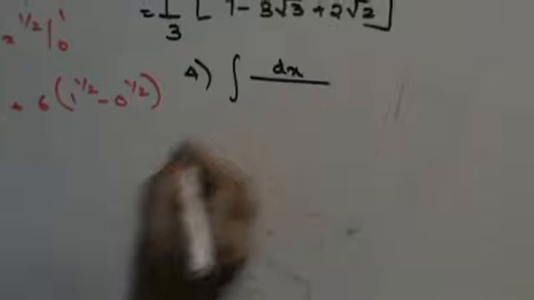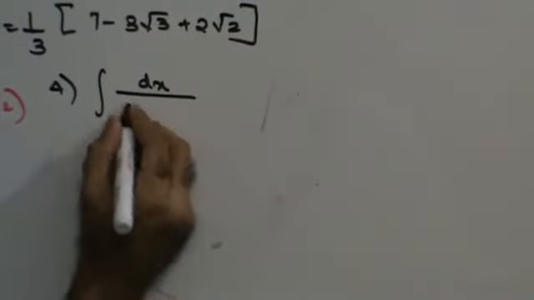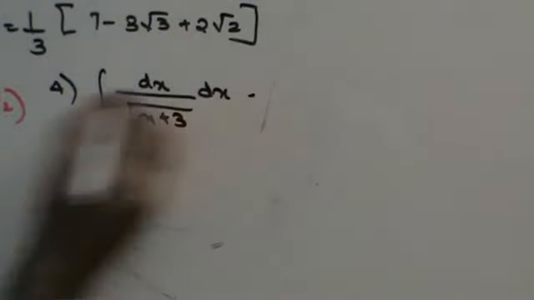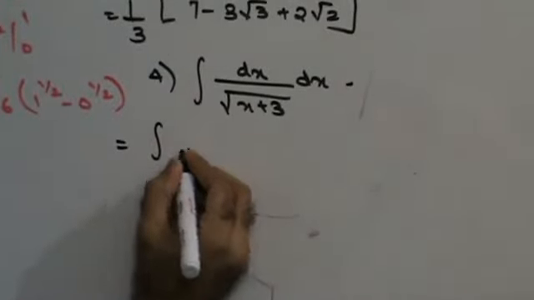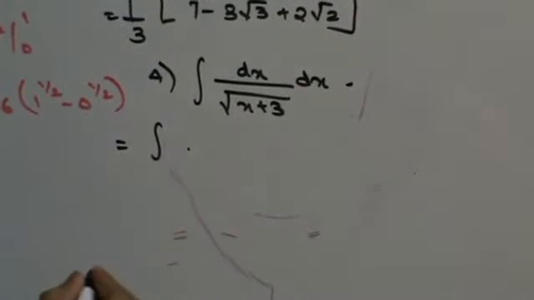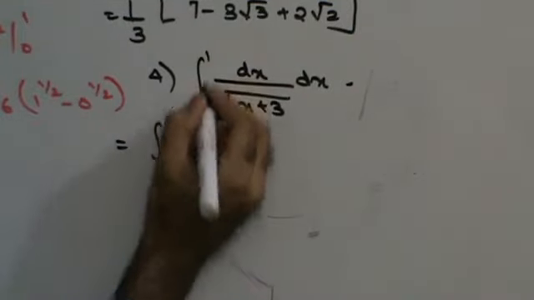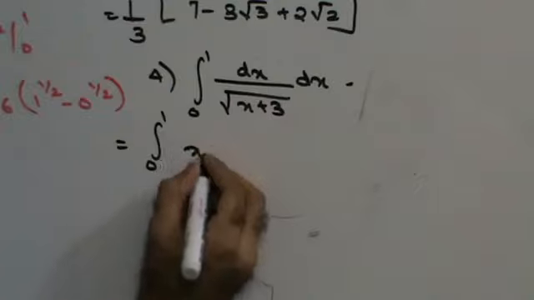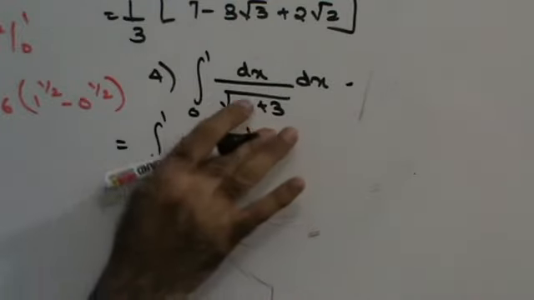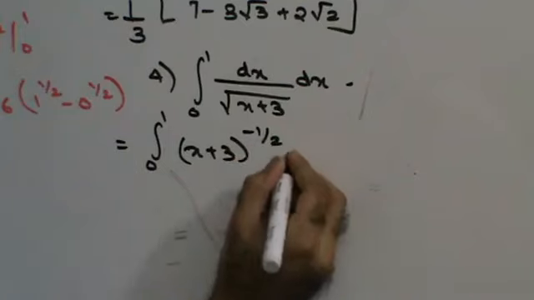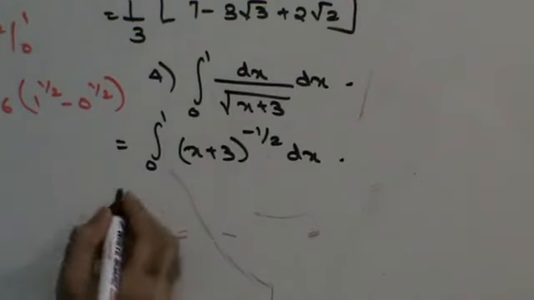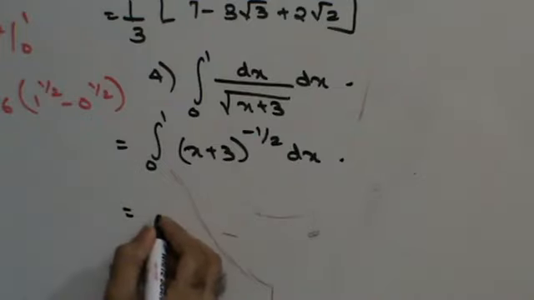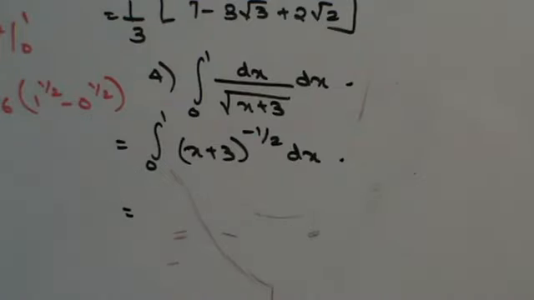Integral of dx upon root of x plus 3. Right, now this can be written as integral, the limits are between 0 to 1. This is going to be x plus 3 raised to minus 1 by 2 dx. Root can be written as raised to 1 by 2. When I bring it from denominator to numerator, the sign of the index changes.